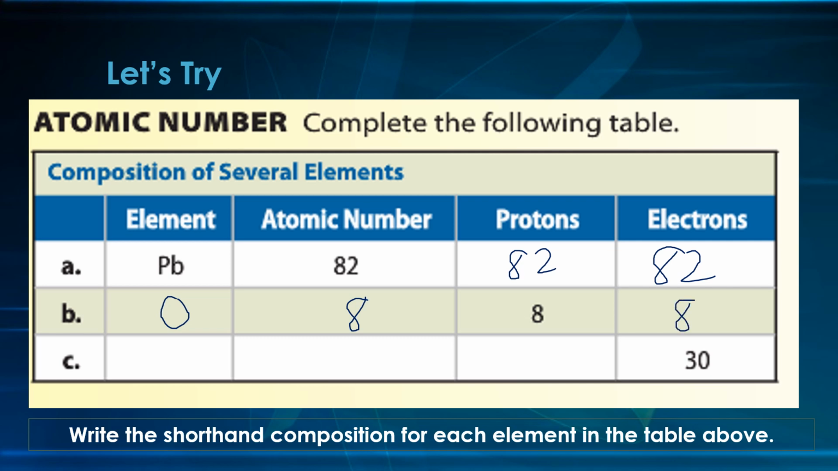The very last one here is 30 electrons. If there are 30 electrons, there must be 30 protons for a neutral atom. And if there are 30 protons, that means the atomic number is also 30. I'm going to look at the periodic table, I'm going to find element number 30, and that is Zn for zinc. At the bottom, we see the shorthand composition for each element in the table above. Shorthand composition is where we put the atomic number at the bottom of our symbol and the mass number on the top. We'll actually do a little bit more with that later on.